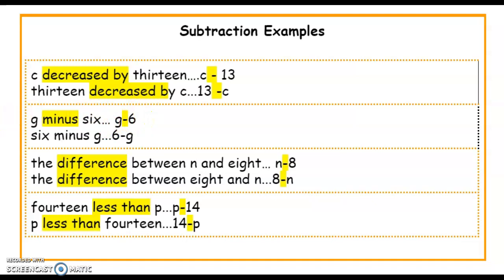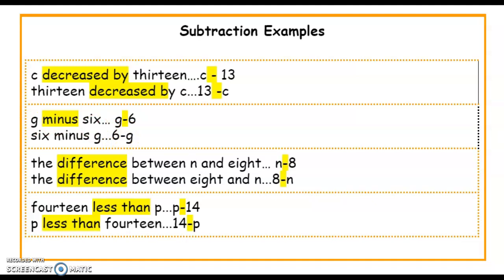Now, it might feel a little strange to put a variable first in the minuend position because we don't know what it is, but that's okay. You'll get used to it. Let's look at the other one, 6 minus G. And again, we put our minus sign down first, 6 minus G, just like it says.